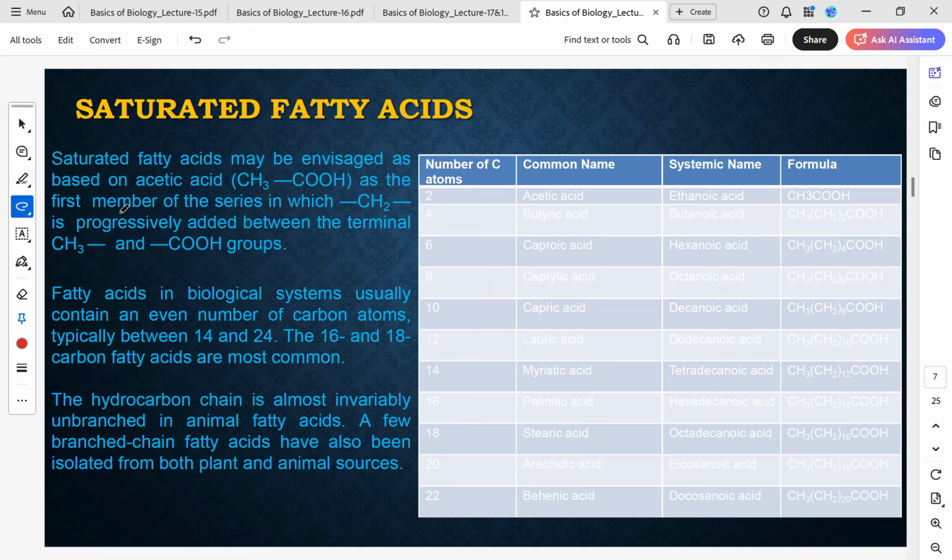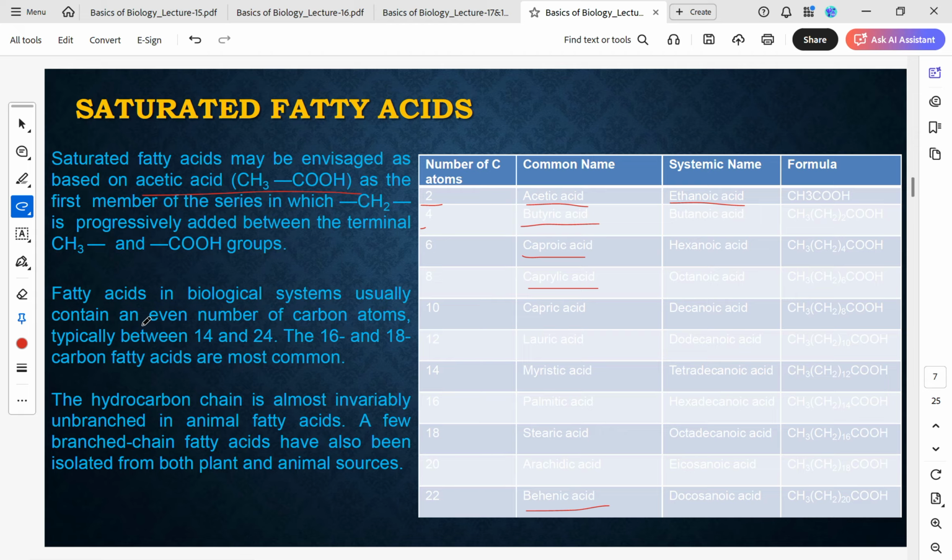Okay, so saturated fatty acids, the simplest one is acetic acid. As you go on adding more groups between the first CH3 to the terminal COOH group, the nomenclature changes, the molecule becomes bigger. So two carbon atoms, it's acetic acid, or the systemic name is ethanoic acid. 4 carbon atoms make butyric acid, 6 caproic acid, 8 caprylic acid, and at 22 it's behenic acid.